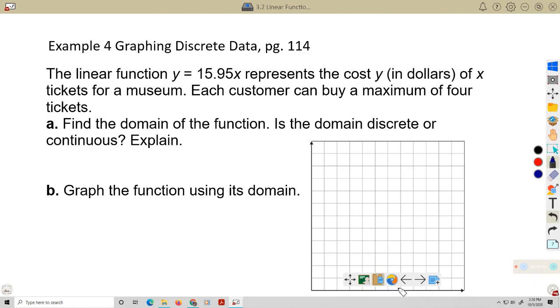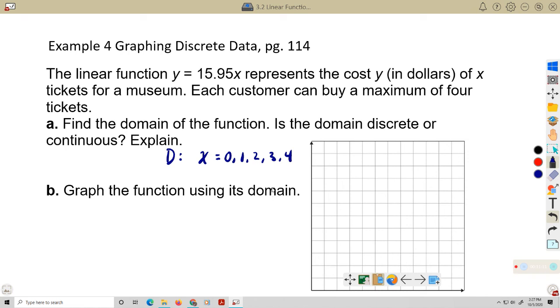Example 4, graphing discrete data. This is from page 114. The linear function 15.95x represents the cost, y in dollars, of x tickets for a museum. Each customer can buy a maximum of 4 tickets. Find the domain of the function. Is the domain discrete or continuous? Well, if x is the number of tickets and each customer can buy a maximum of 4, then let's do it this way. Domain is going to be x equals 0, 1, 2, 3, or 4.